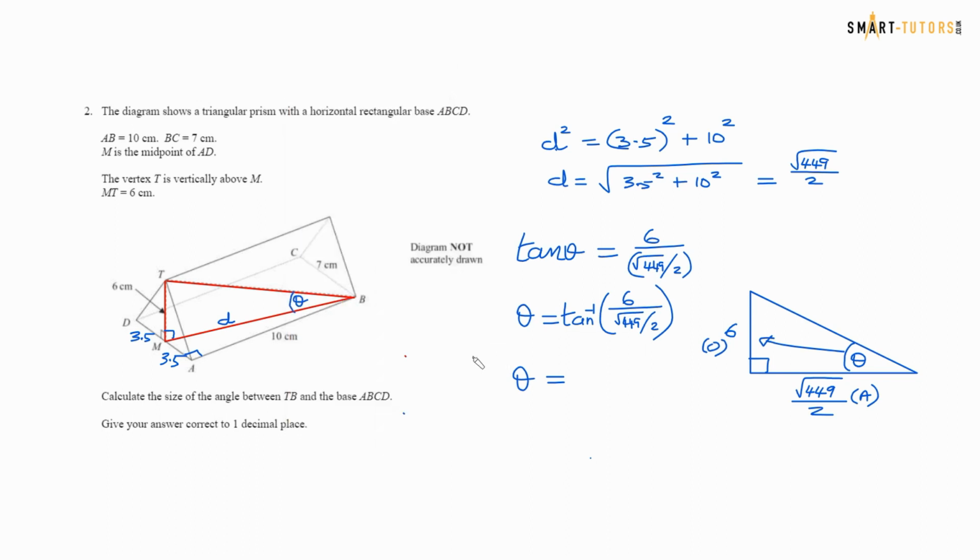29.5 is the answer. So 29.5 is the answer, instead of you writing that root 449, this is the accurate answer, because we never round up here. We kept that in the third form, and finally we round up to one decimal place. That is our final answer for question number 2.